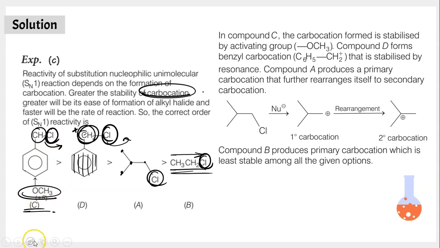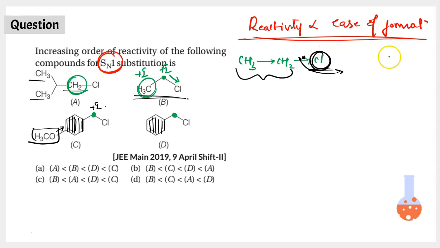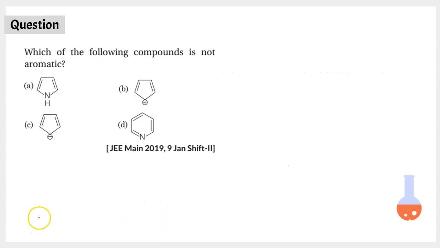So the ease of formation of carbocation here is C greatest, followed by D, followed by A, and followed by B. So the ease of formation of carbocations is directly proportional to reactivity towards SN1, and that's why the right answer also follows the same order, which is option C. I hope you could understand this explanation, but in case of any doubts, please put down your doubts in the comment section below. So let's jump on to the next question.